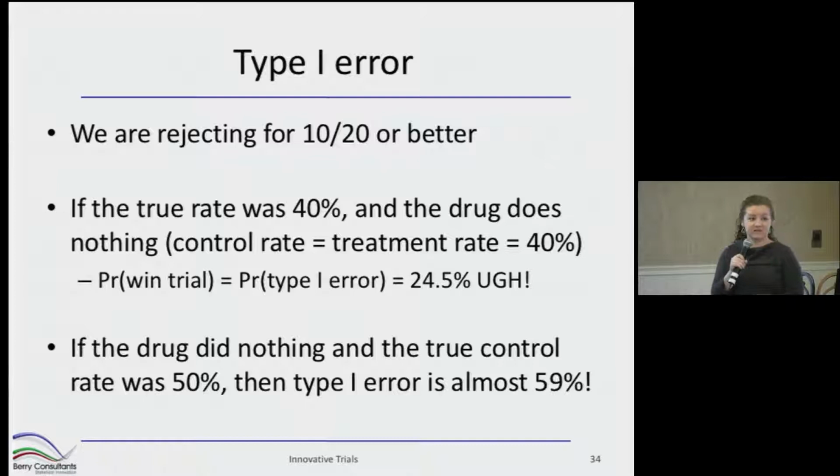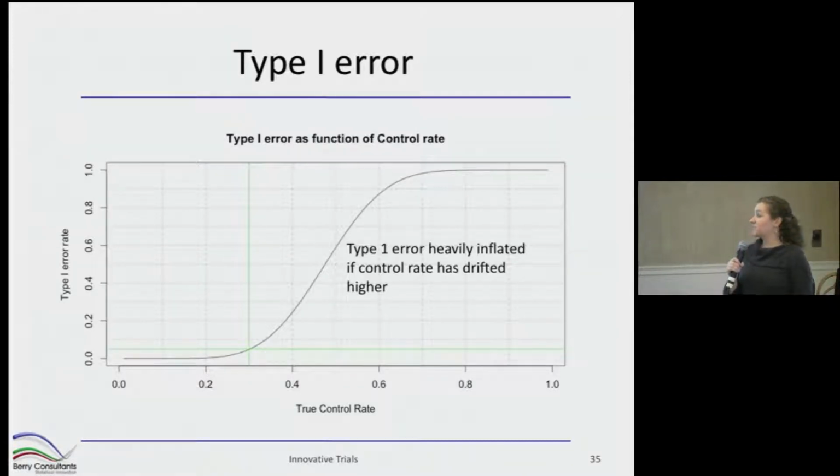And it gets worse from there. So if we're even more wrong, so if the truth is actually a 50% rate on both control and treatment, our type 1 error rate goes up to almost 59%. So we're nearing 60. So the graph here, what this is showing is on the x-axis is the true control rate. So remember, we assumed that we had a rate of 30%. So that's this horizontal green line right here. And if in fact that is true, our type 1 error rate is 4.8%. So that's where this line crosses that green threshold. So the green line here is a 4.8%.